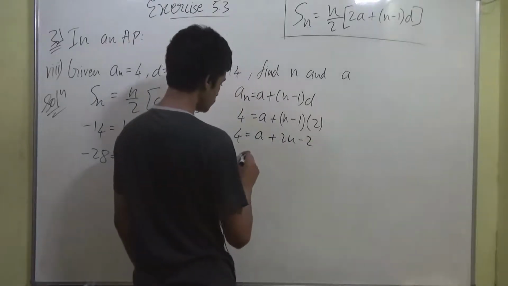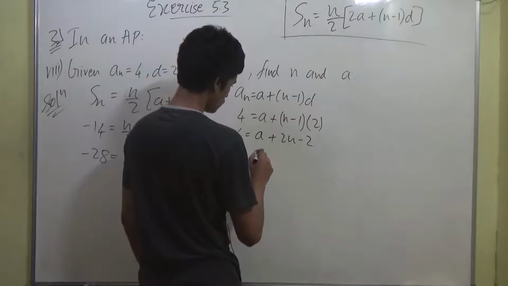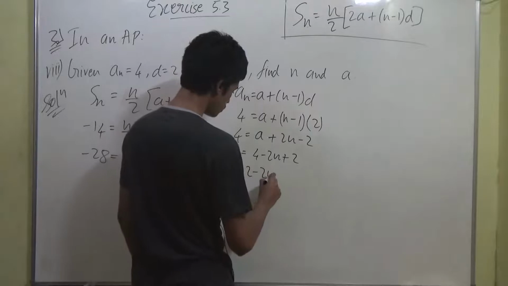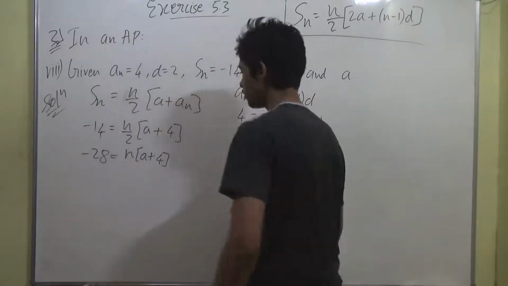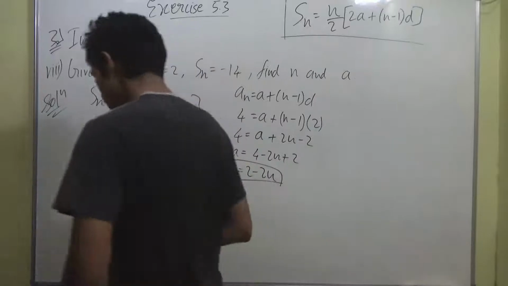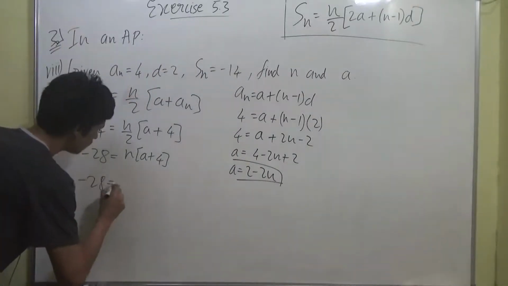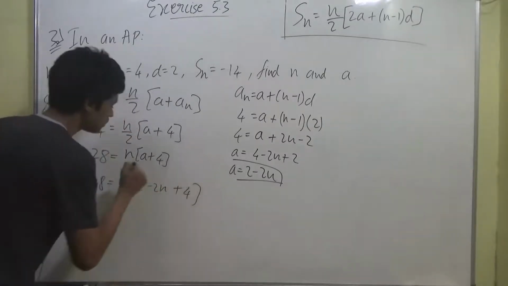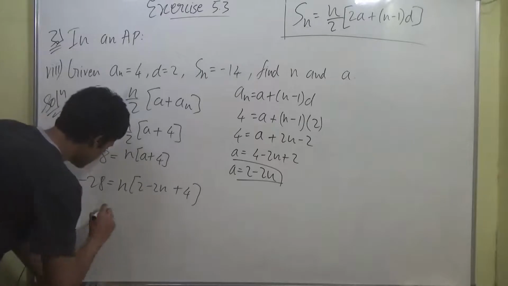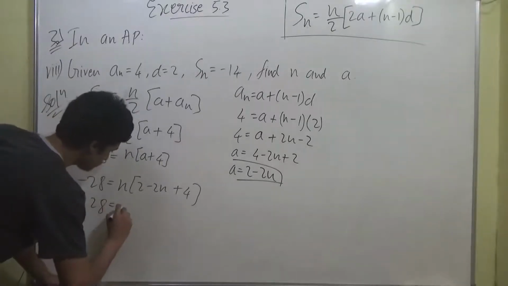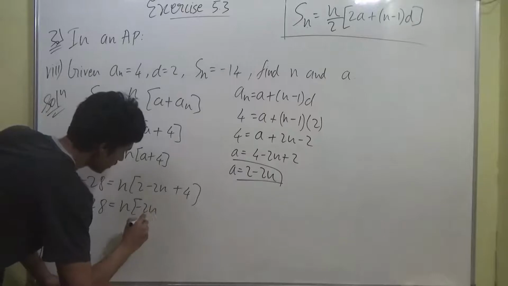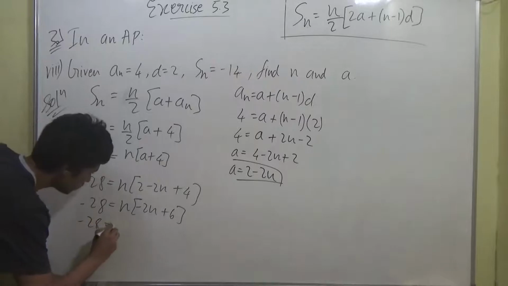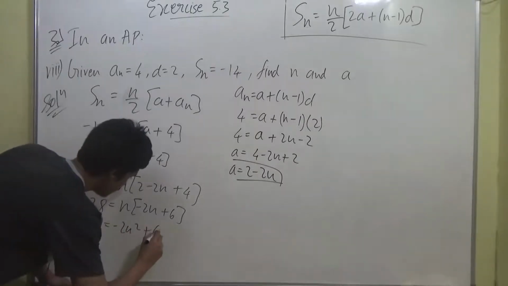So a will become equal to 4 minus 2n plus 2. It will become a equal to 2 minus 2n. Getting it guys? So this value of a, I'll put it inside this bracket. That time it will become minus 28 equal to n into (2 minus 2n plus 4). Getting it? This plus 4. That time it will become minus 28 equal to n into (minus 2n plus 6). Now if I start solving this, it's going to become minus 28 equal to minus 2n square plus 6n.